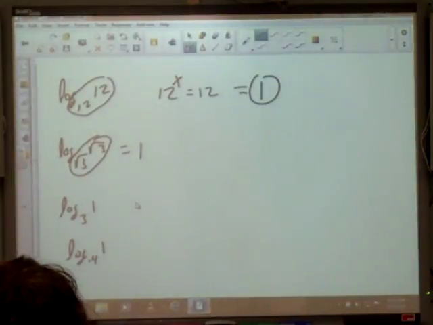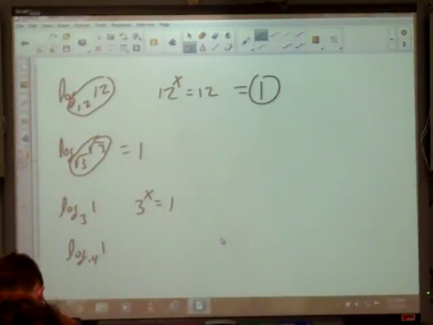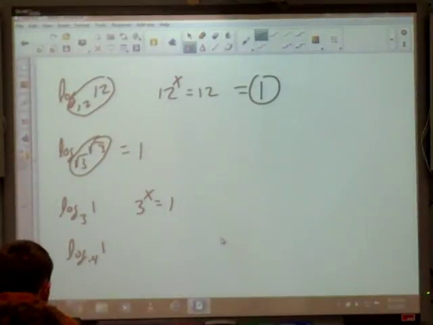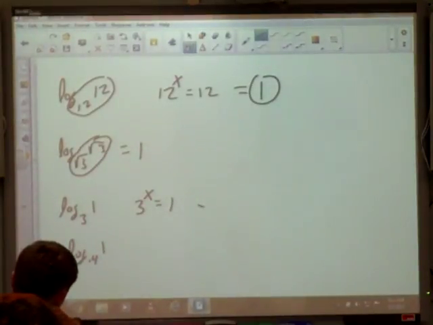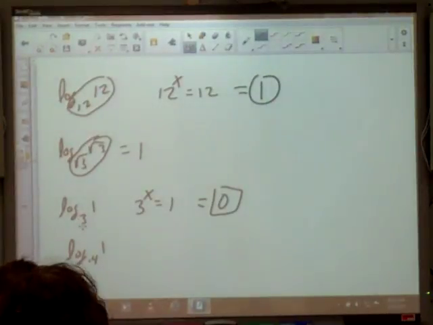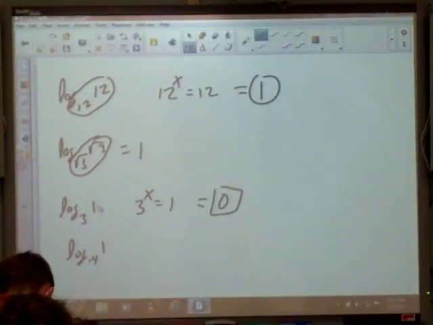So you would say 3 to the what equals 1. What power is it that you can raise anything to, and the answer is always 1? 0. Very good. So what does that have to be? 0. So anytime you're taking the base of a 1, your exponent will always be 0. So what will this last one be? 0. Very good.